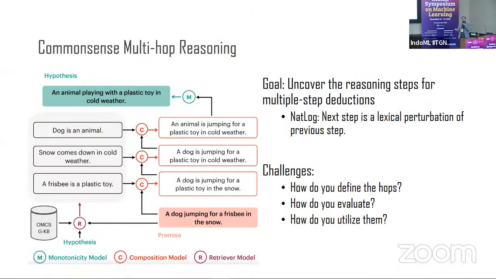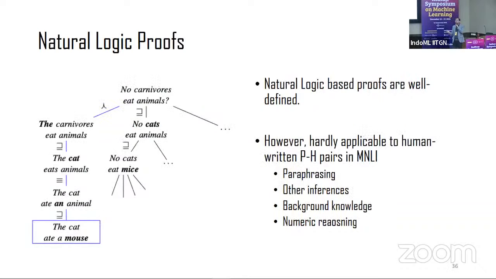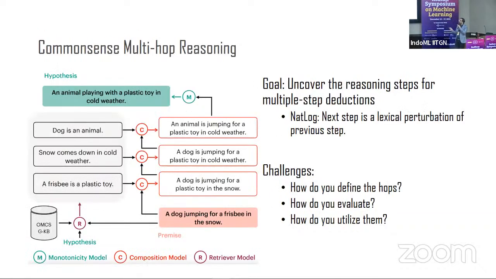So in natural language, proofs are very, very hard to define, right? You have a premise and a hypothesis. If you write one set of steps, I will write a different set of steps. There have been some efforts to define these steps, but it does not work for multi-NLI type of datasets or very complex premise-hypothesis pairs. So let's look at that.